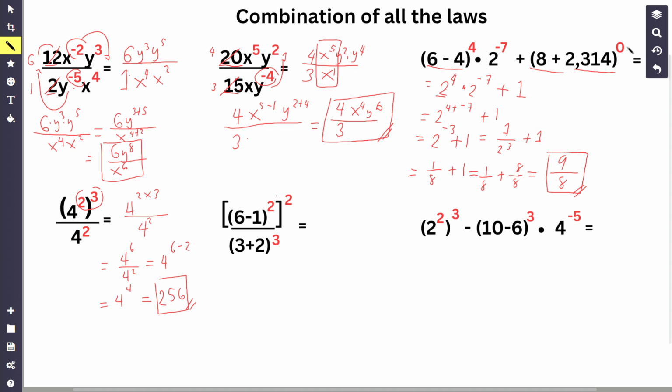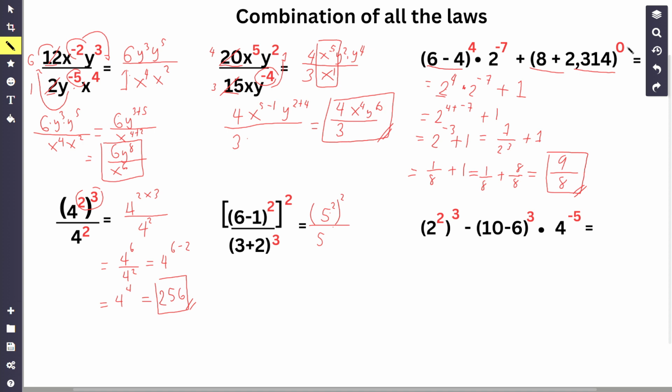So how do we do this again? First thing, we just follow PEMDAS, right? So we go first with the one inside the parentheses. This will become, what is 6 minus 1? 5, and then that is, oops, that is raised to 2, and then we raise it again with another power of 2. Okay, all over, what's 3 plus 2? Obviously that's 5, and then raised to 3.